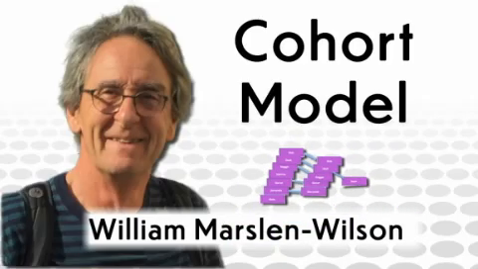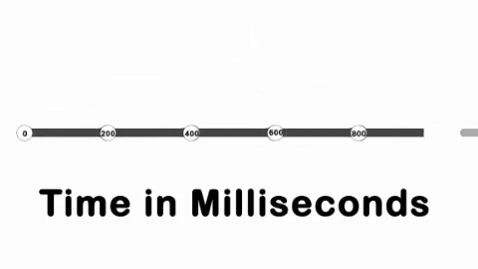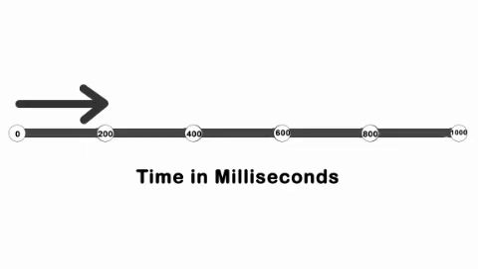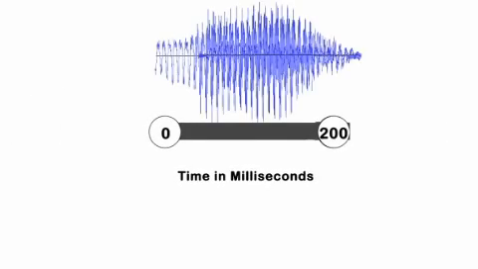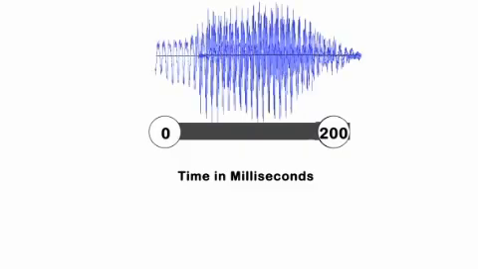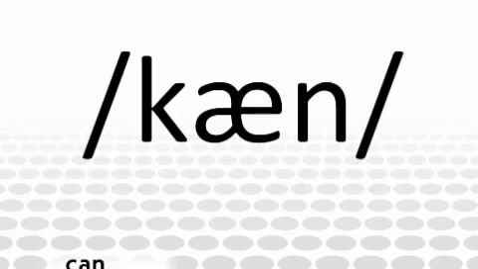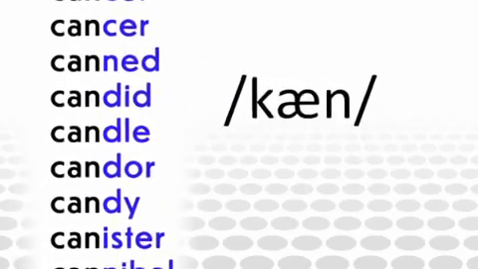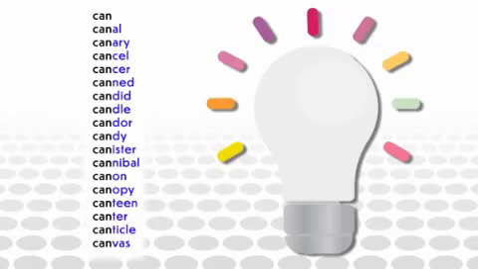Let's examine how this model works. This arrow represents time in milliseconds, that is, thousandths of a second. Near the start of this arrow is the point at which the listener has perceived about 200 milliseconds of speech, roughly one syllable. In this example, this syllable is "can." At this point, all the words the listener knows that begin with the syllable "can" are activated.